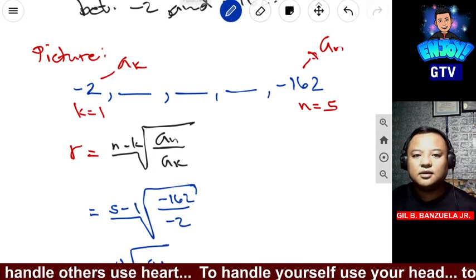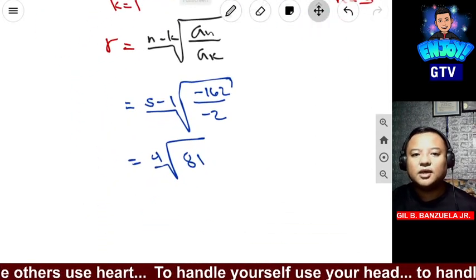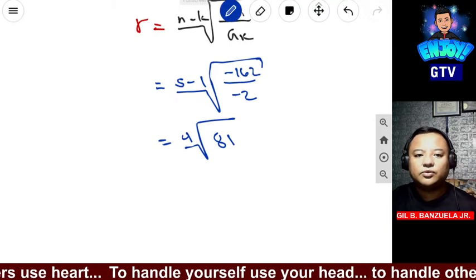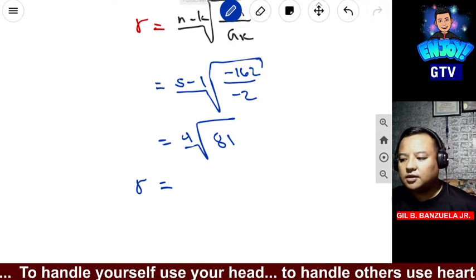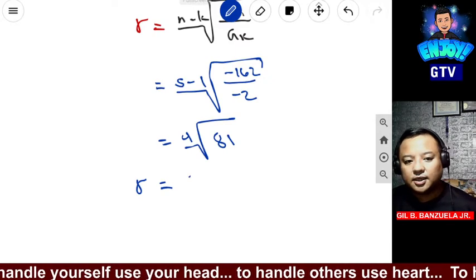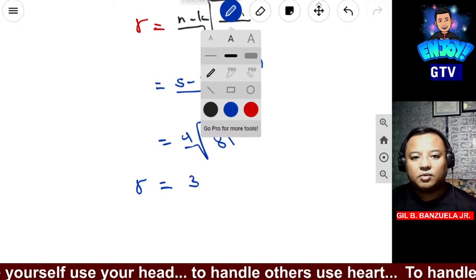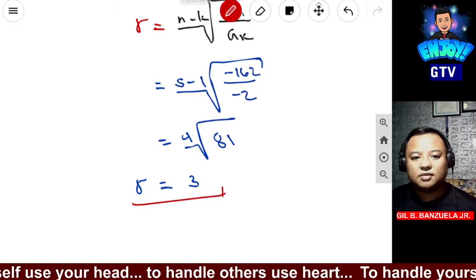Okay, and we're going to simplify. Of course, the fourth root of 81 is equal to 3. So therefore, our common ratio, guys, is equal to 3.